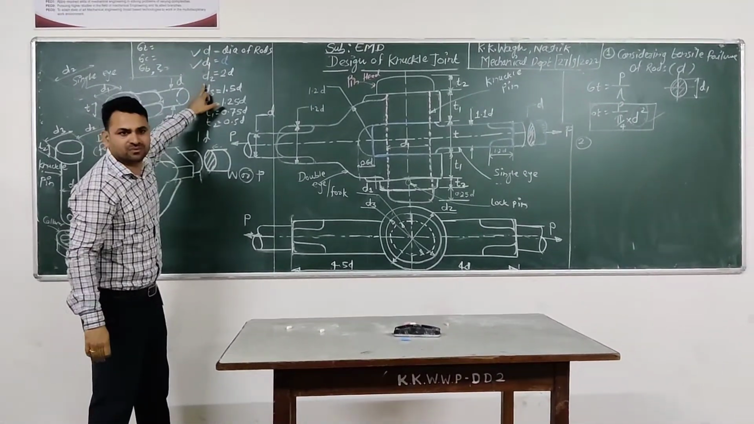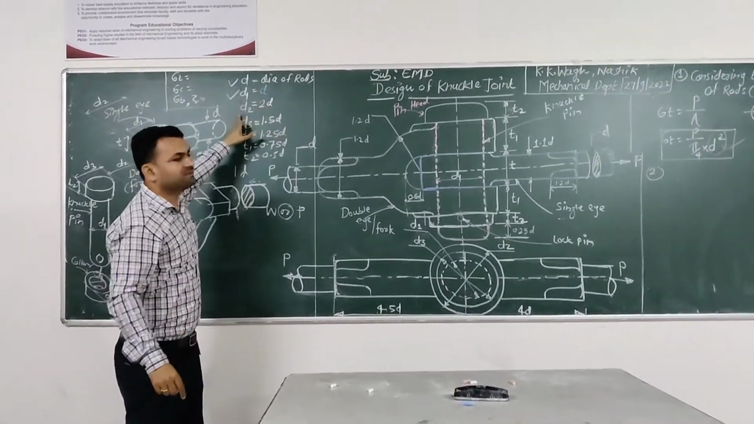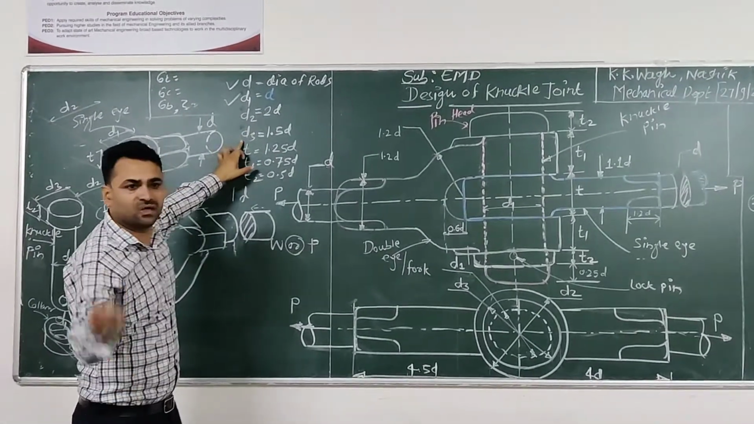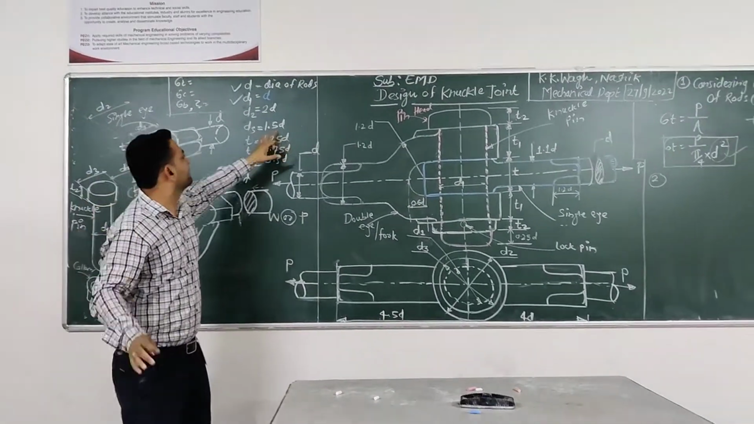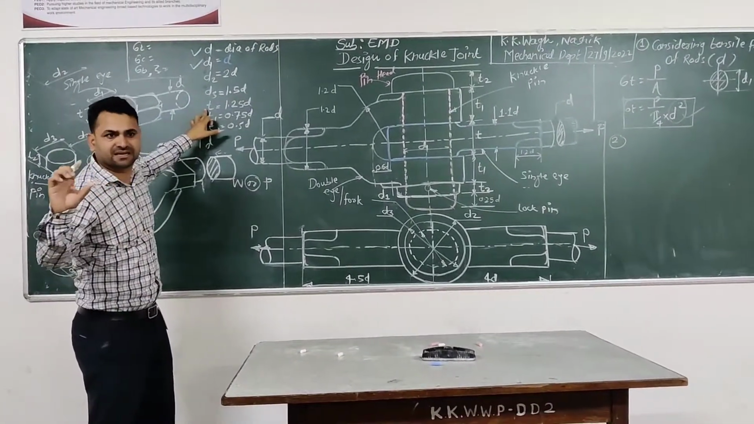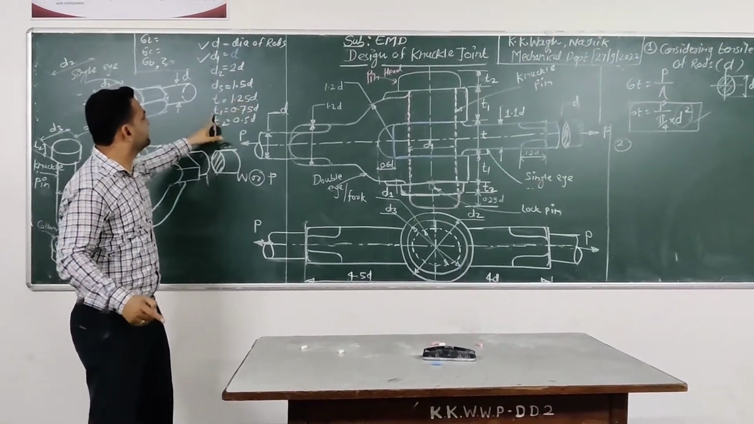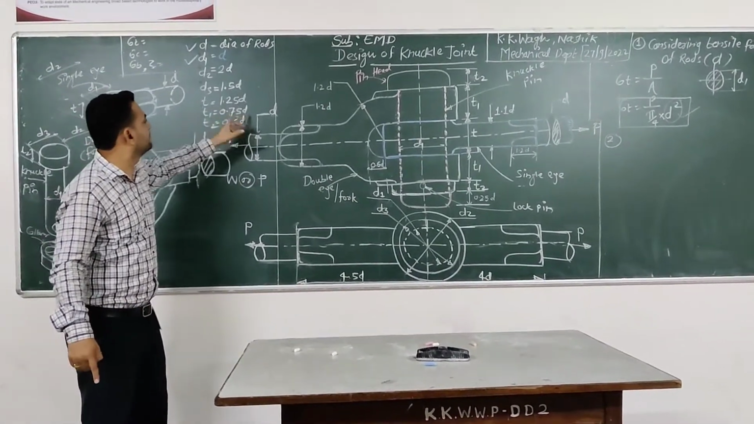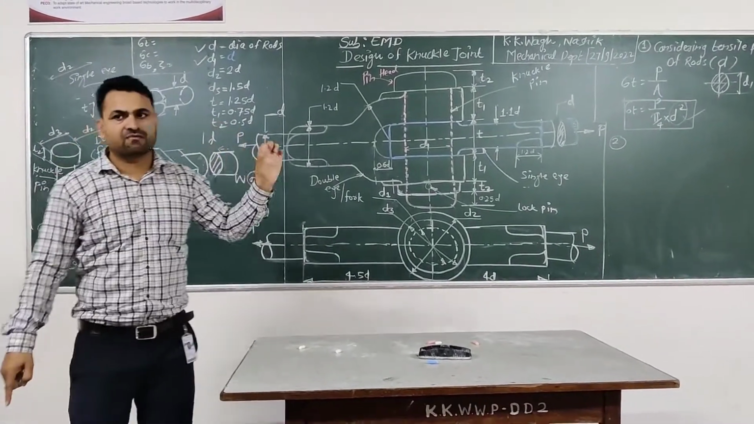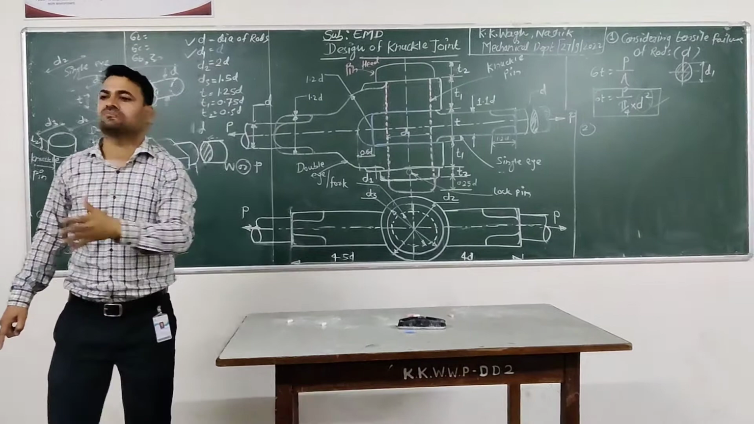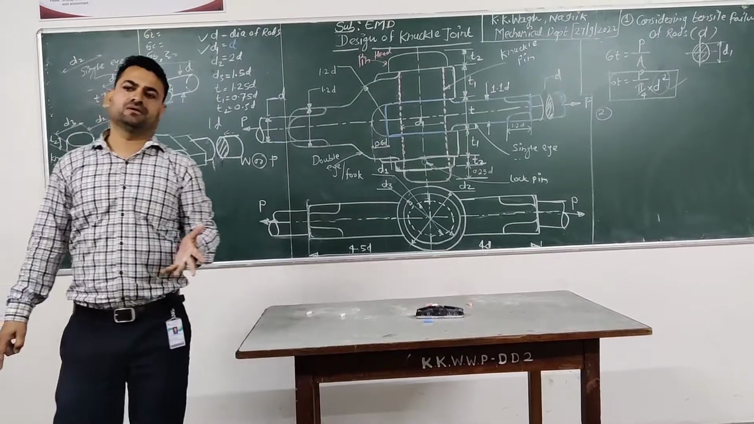Then what about d2? d2 is 2d, just 2 multiplied by d. d3 is equal to 1.5 times d. Then t, the thickness of the single eye, will be equal to 1.95 times d. Then t1 is equal to 0.75d. Then t2 will be equal to 0.5d. Means from step number 1 we get the value of d, and from d we get the rest of the dimensions, all dimensions related to the knuckle joint.